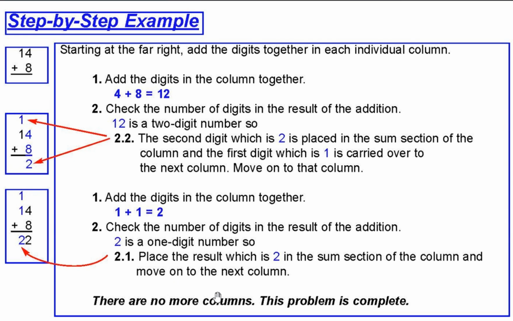Move on to the next column. There are no more columns to be added. As you can see, we have finished adding all of the columns together. This problem is complete. The answer to this problem is 22. 14 plus 8 equals 22.